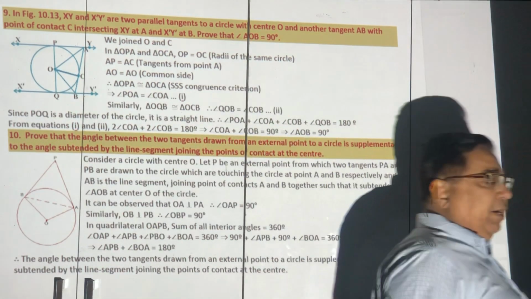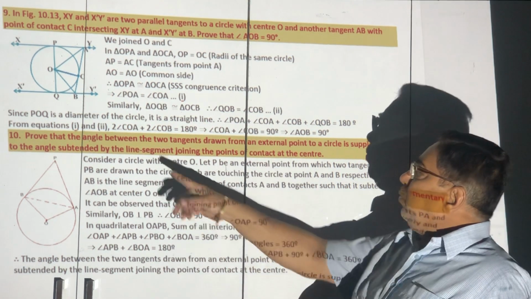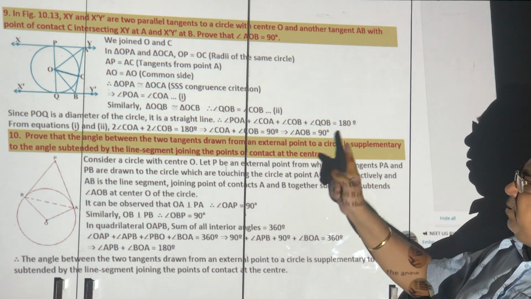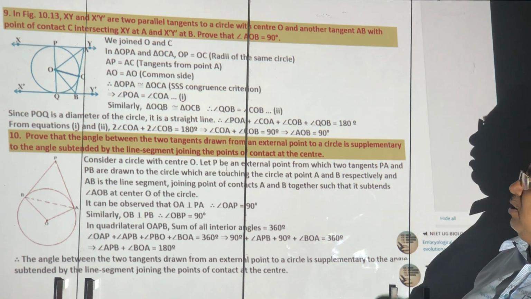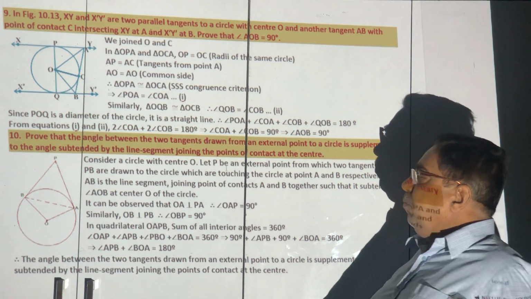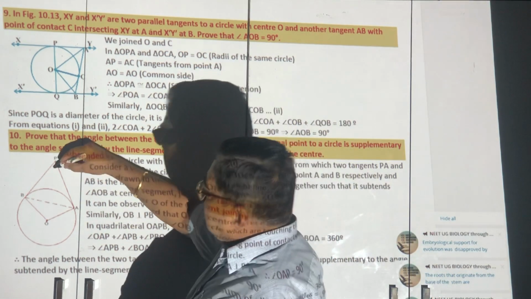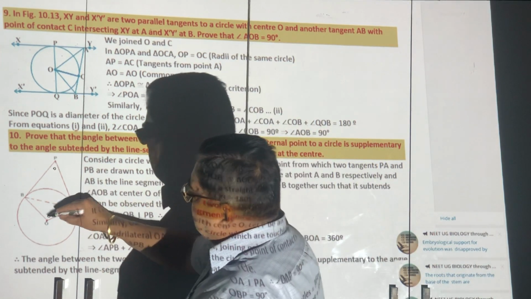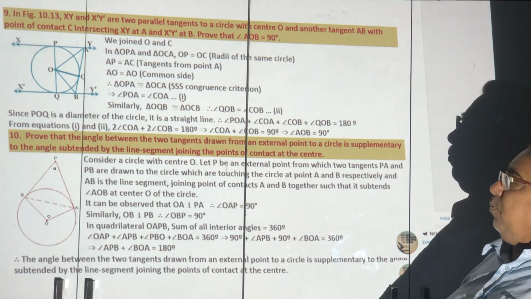That's why I keep telling you that 8th and 9th have to be powerful. You reach 10th, somehow it will not help you directly. Then, prove that the angle between the two tangents drawn from an external point is supplementary to the angle subtended by the line segment joining the points of contact at the center. I have to show in my diagram angle APB plus angle BOA is 180 degrees. Basically, this is what he is trying to tell me, and I am going to prove that.